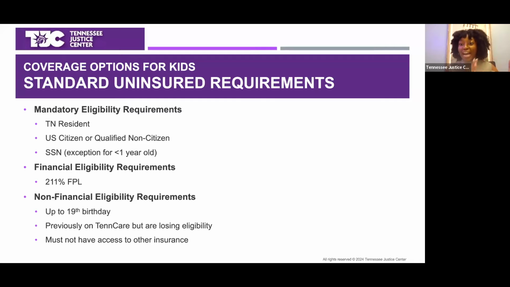So this question of access to insurance sometimes gets tricky. What that means is that the child could not at all get insurance through their parent's employer. What would be considered having access is if the parent's job offers employer-based insurance, but they just chose not to enroll in it. That would be considered access, even if the premiums are really expensive. So the parent cannot be offered employer-based insurance at all in order to qualify for this category.